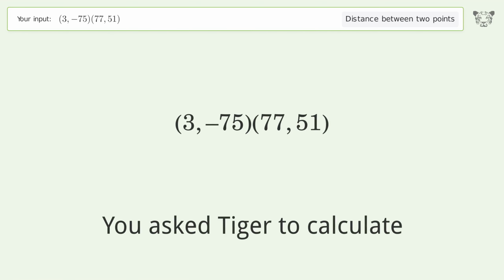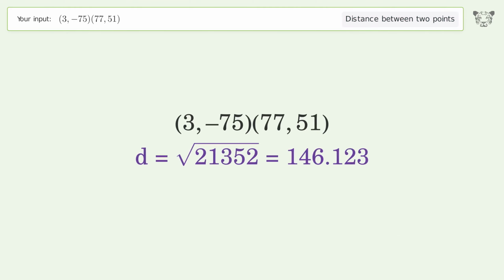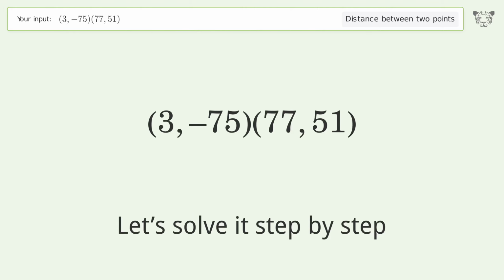You ask Tiger to calculate. This deals with the distance between 2 points. The distance between the 2 points is the square root of 21,352, or 146.123. Let's solve it step by step.